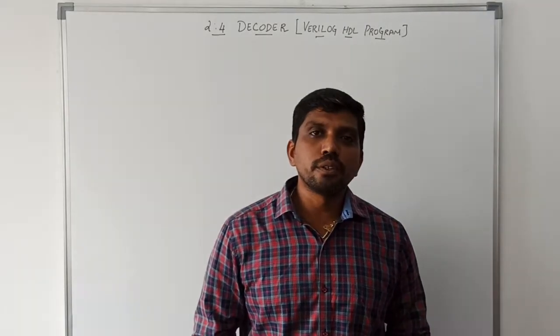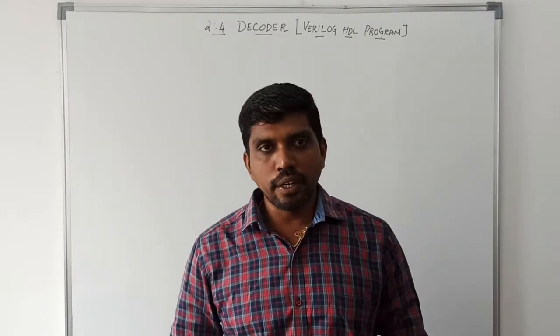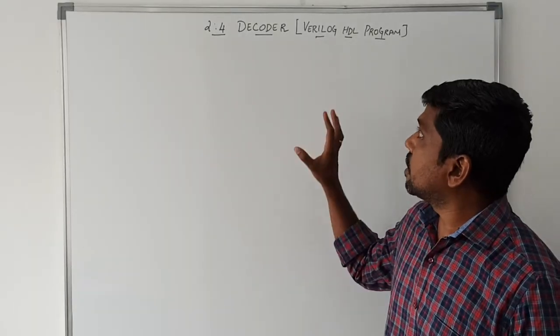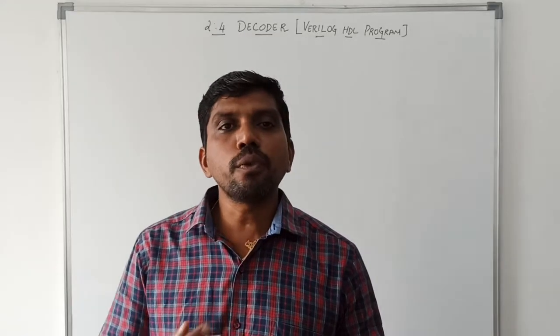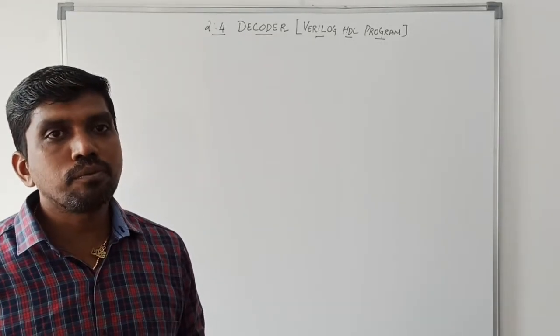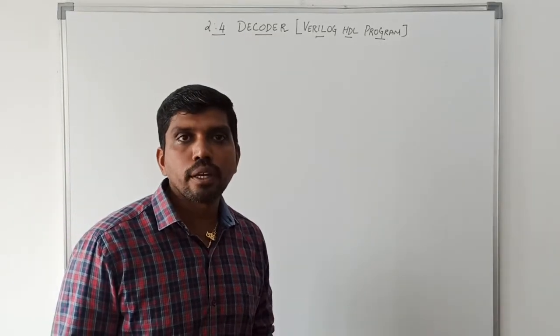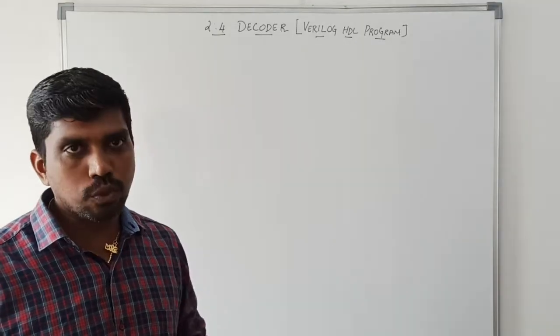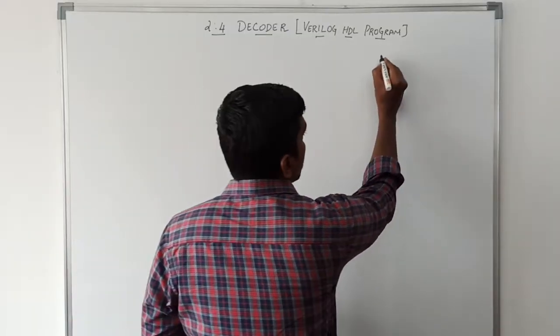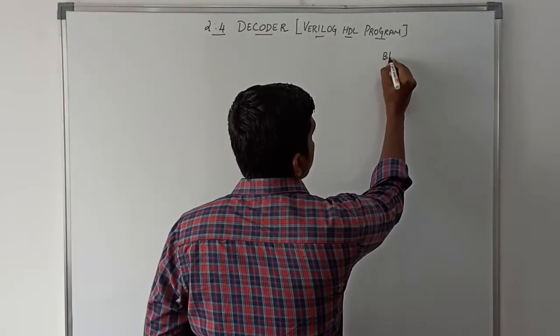This session I am going to discuss the 2 to 4 decoder circuit. So how to write the Verilog HDL program for a 2 to 4 decoder circuit. Before I start to write the program, first I clearly draw the block diagram, then the truth table. After that, the logical diagram for the truth table. So first I draw the block diagram.